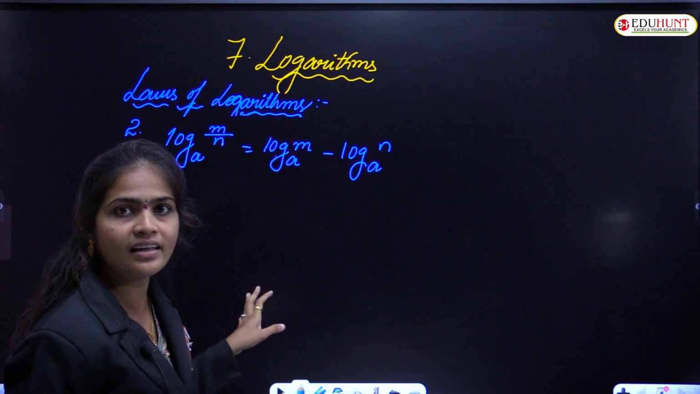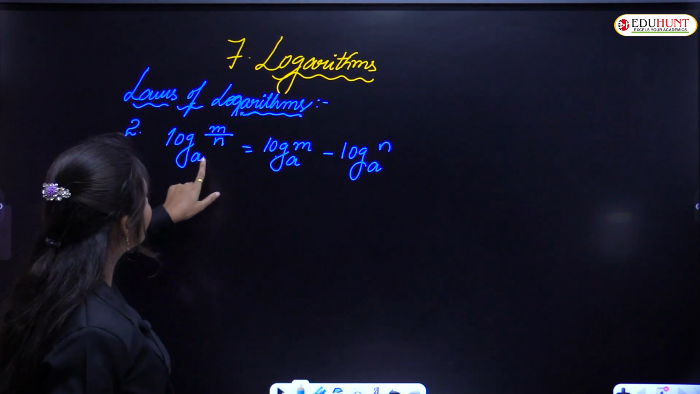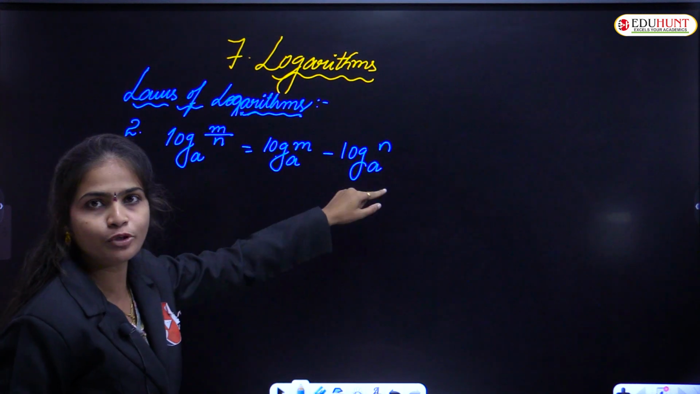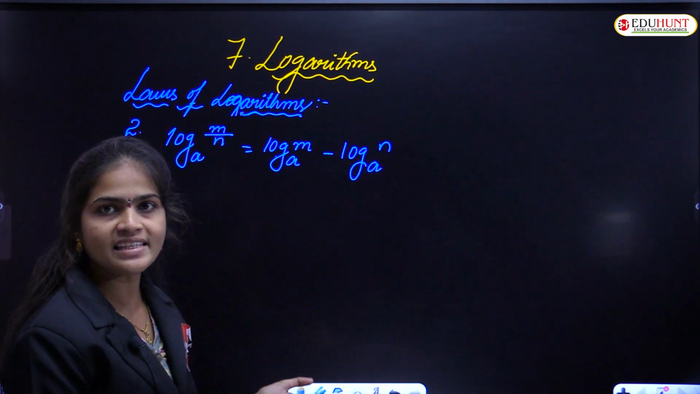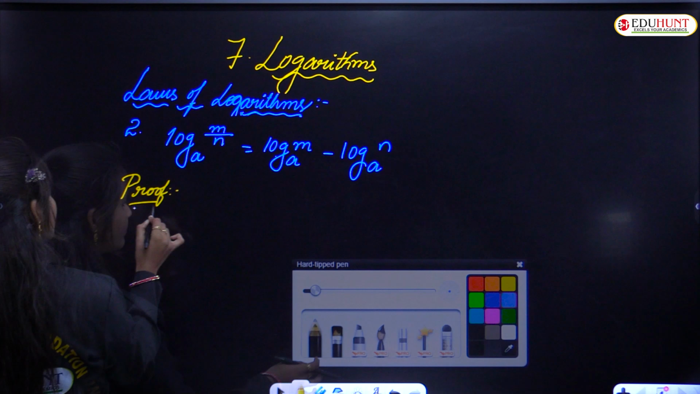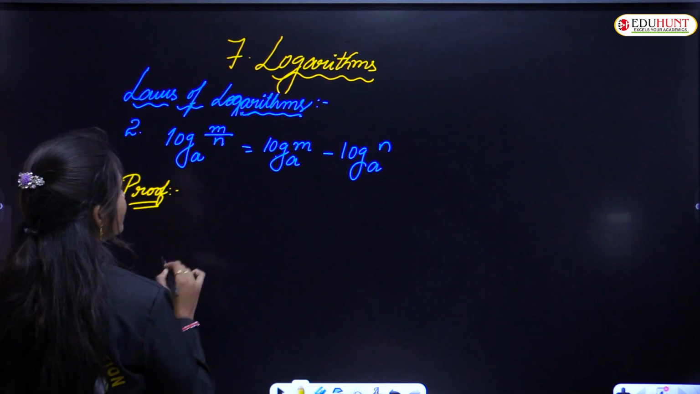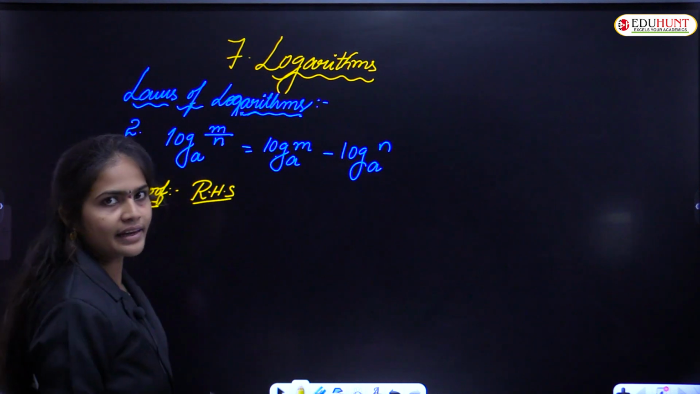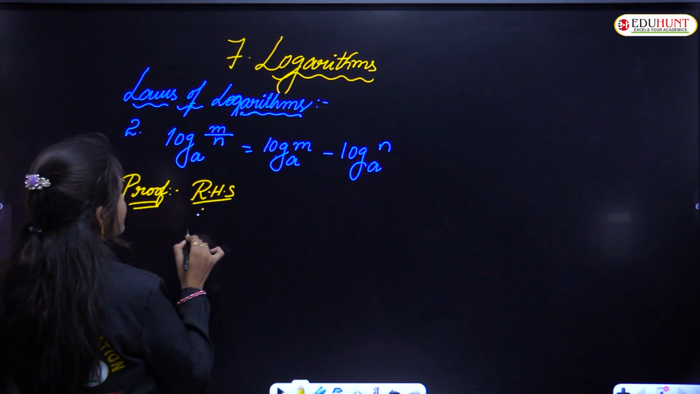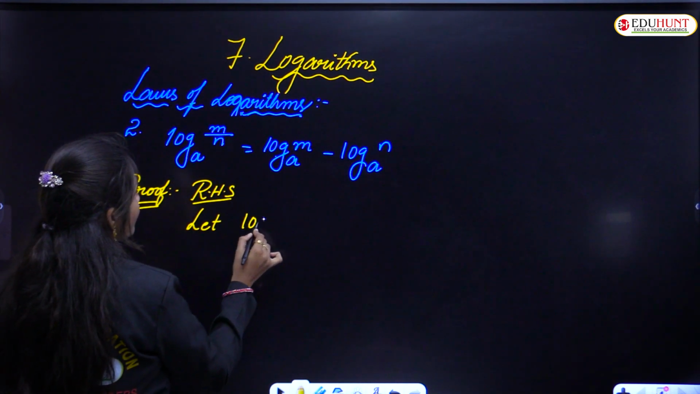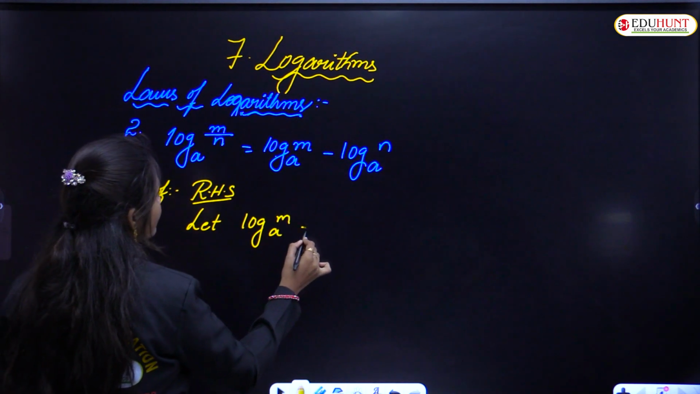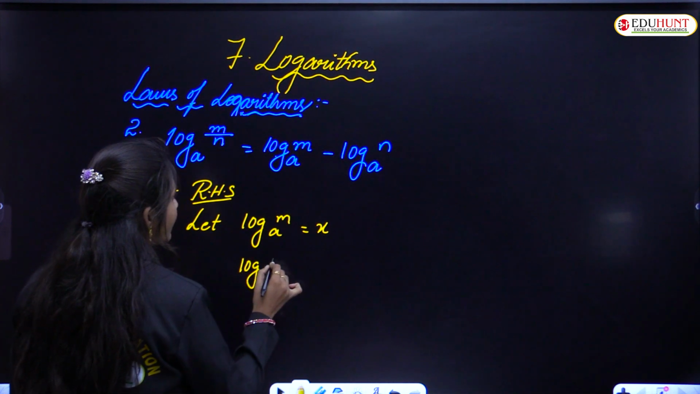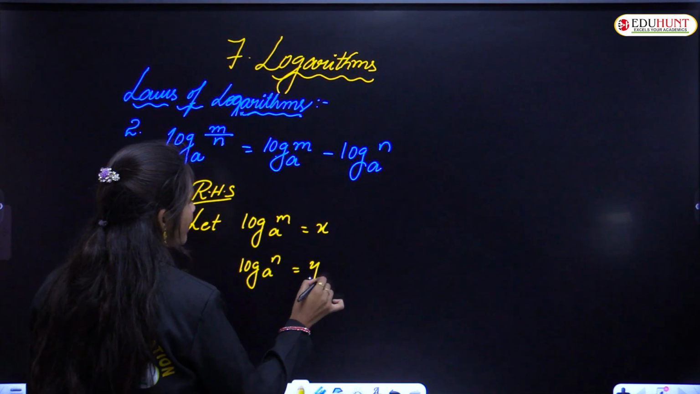What is the second law? Log m by n to the base a is equal to log m to the base a minus log n to the base a. So what is the proof? See here. Again I am going to take the RHS values. Let log m to the base a be equal to some x, and here log n to the base a is equal to some y.